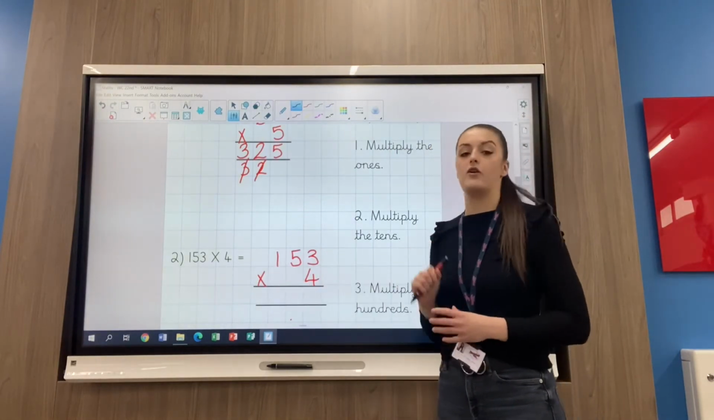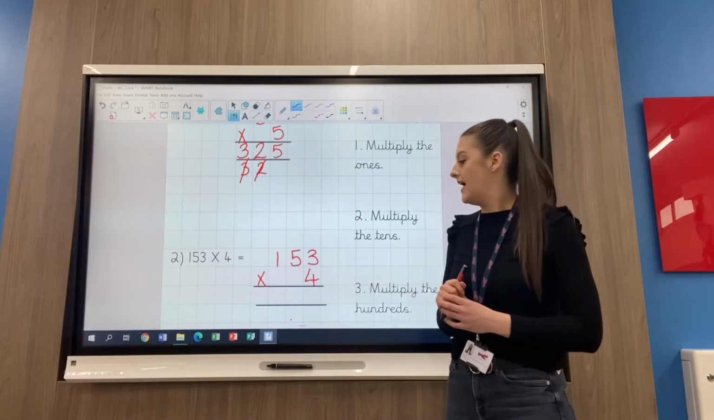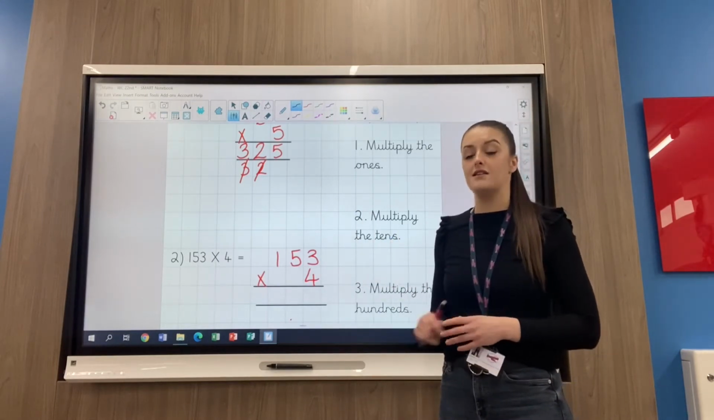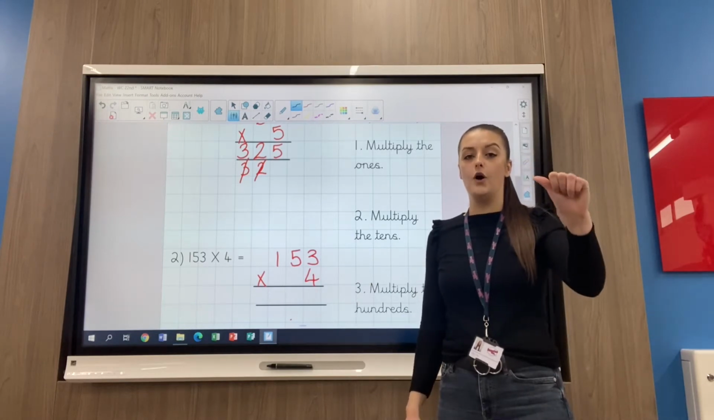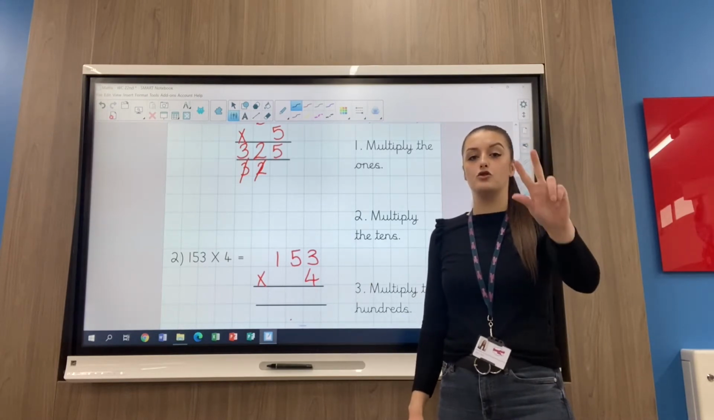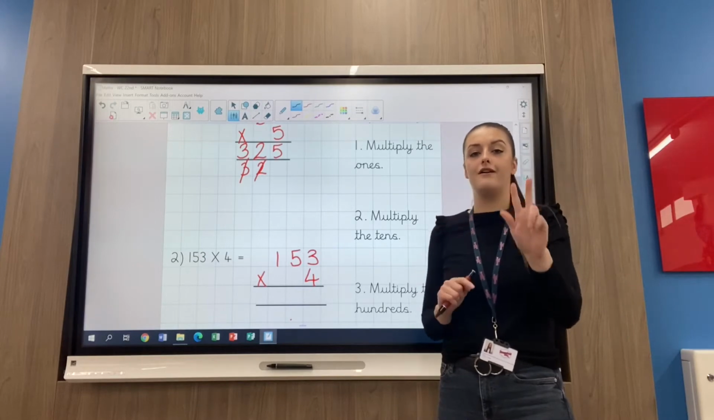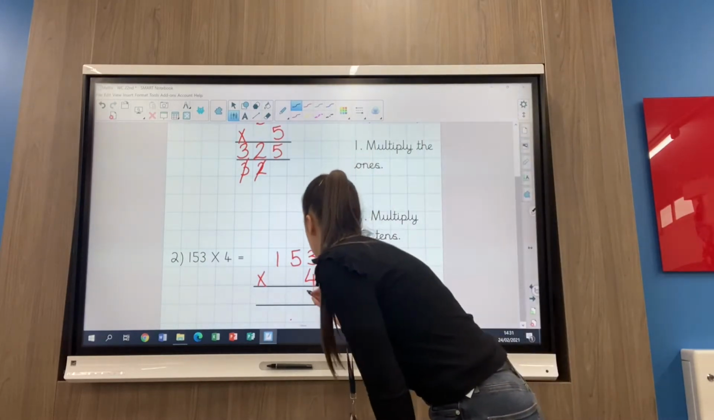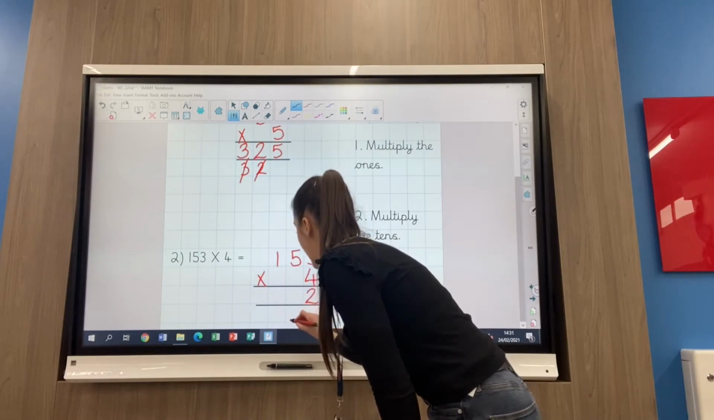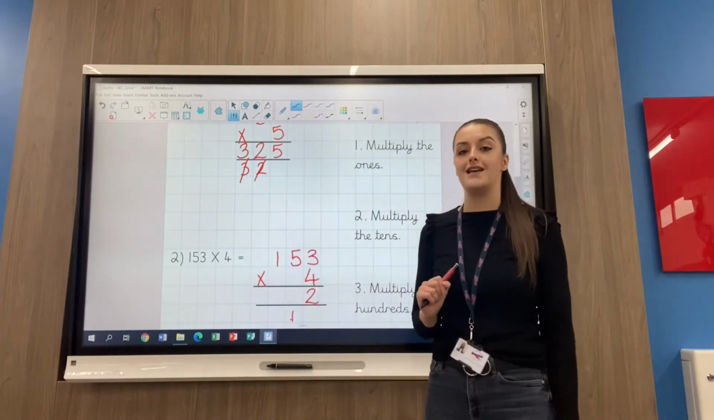4 times 3, okay? So if we're counting our 4s or counting our 3s, I'm going to count in my 4s. Are you ready to count with me? 4, 8, 12. That's 3 lots of 4, okay? Or 4 lots of 3, 12. So I'm going to put my 2 ones there and carry the 10 under the tens column.